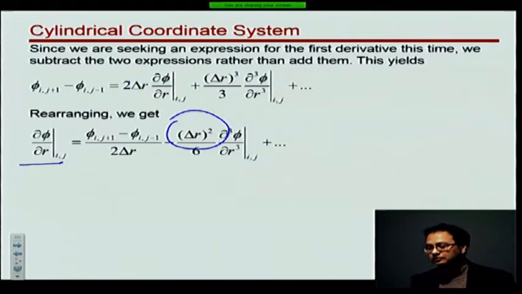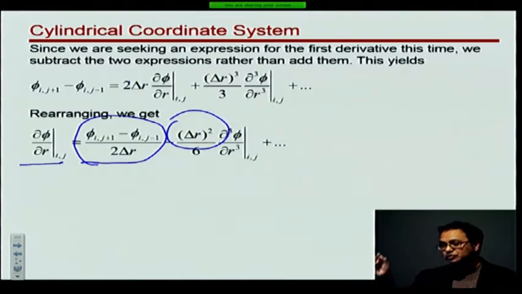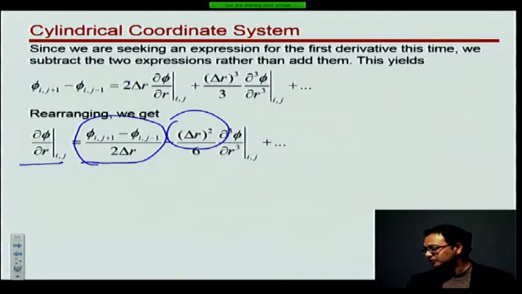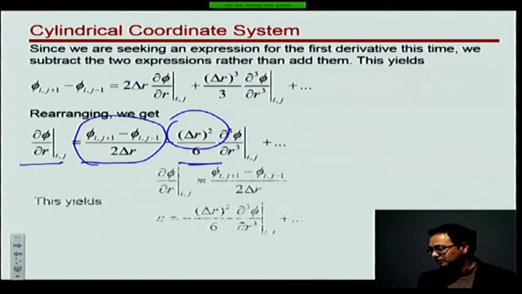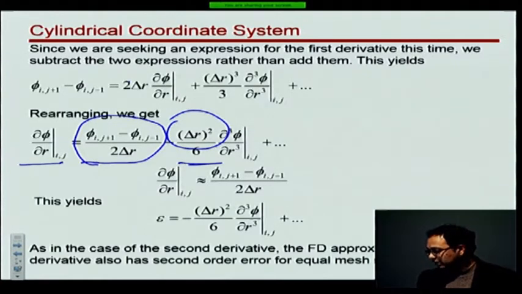Now, this is pretty self-explanatory. I mean, one could have derived this without even going through the Taylor series expansion. You're just using j plus 1 and j minus 1 divided by 2 delta r. Okay, that's what that is. But of course, since we did this formally, we now know what the error is. Okay, and that's an important point there.